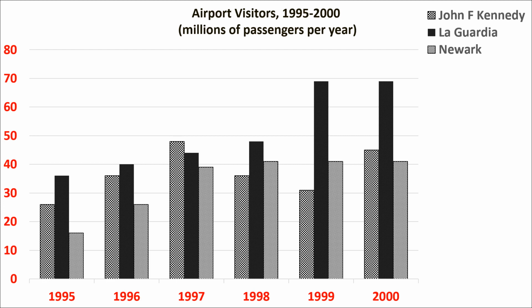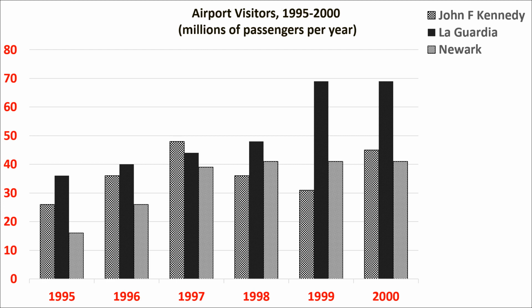Now look at Newark. 15, then it was 25, 39, 41, again 41, and again 41. It remained the same in 1998, 1999, and 2000. So you can say that the airport visitors in Newark Airport initially, or in the beginning, or at first, improved and then stayed the same till the end of the period. All these things you will write in the overview after paraphrasing your question.